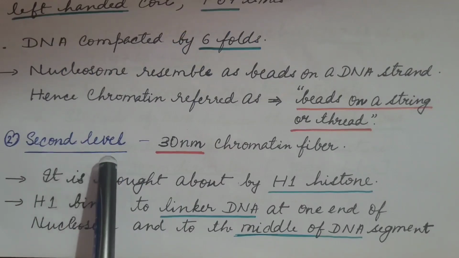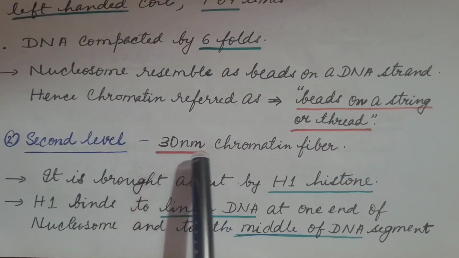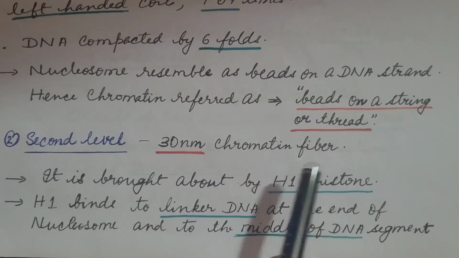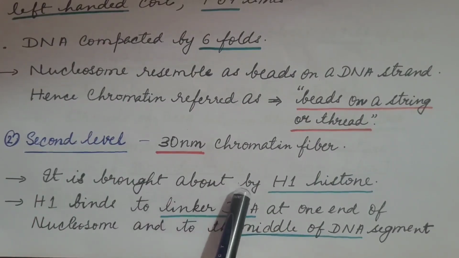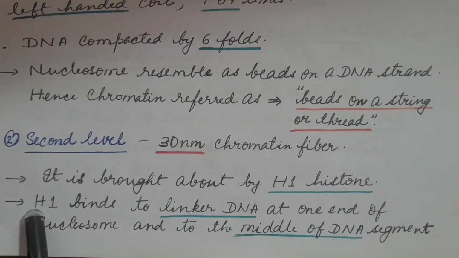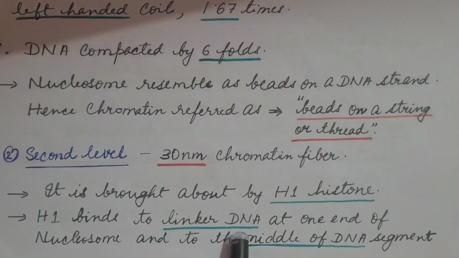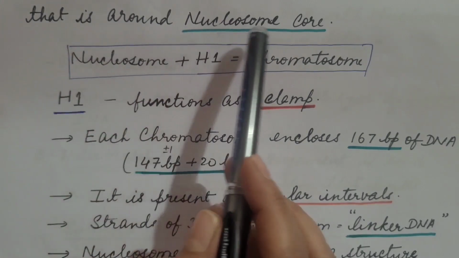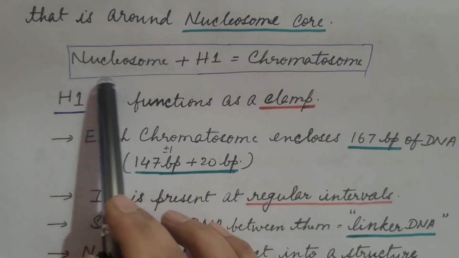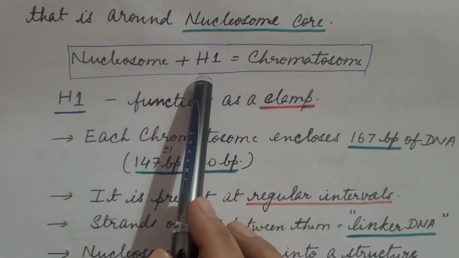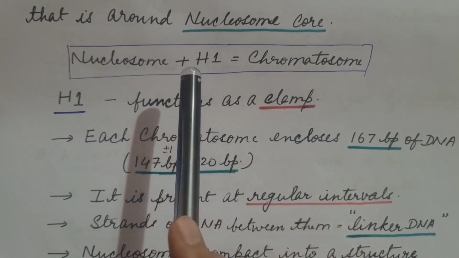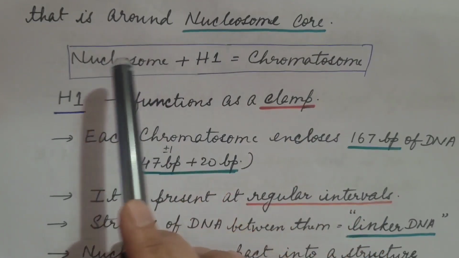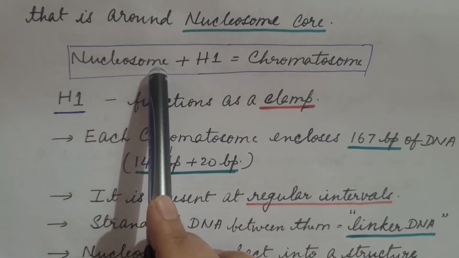Now the second level of packaging of DNA, it is known as 30 nanometer chromatin fiber. It is brought about by H1 histone. H1 histone binds to linker DNA at one end of nucleosome and to the middle of the DNA segment that is around the nucleosome core. So nucleosome along with H1 histone is known as chromatosome. Hence, H1 histone is not part of the nucleosome core.